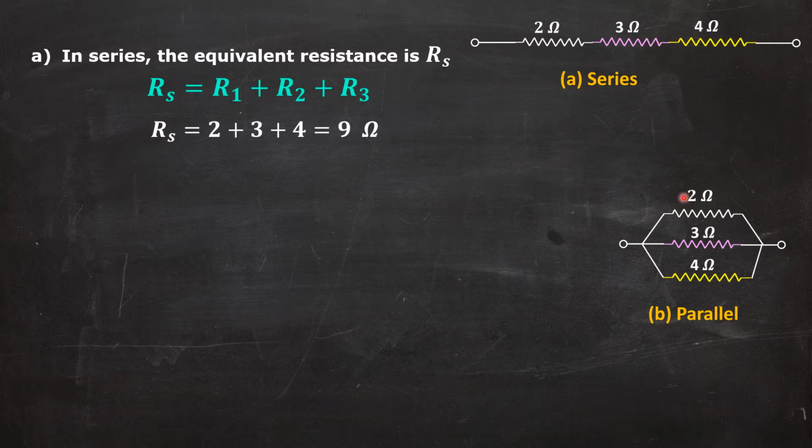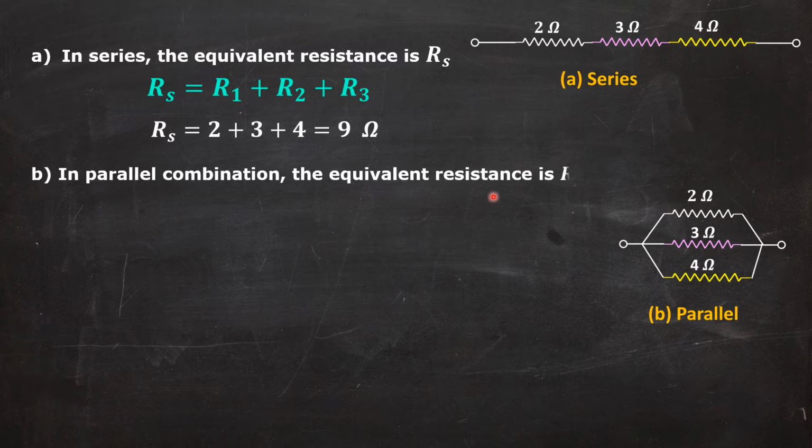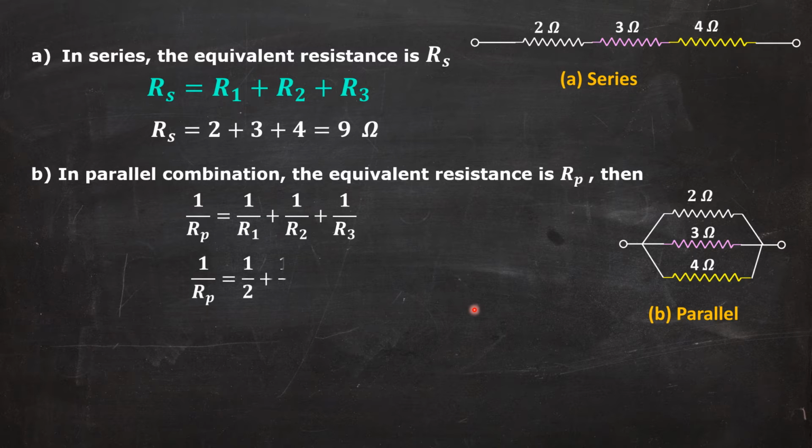Okay, and here the resistors are connected in parallel. So in parallel combination, the equivalent resistance is Rp. Then 1 by Rp is equal to 1 by R1 plus 1 by R2 plus 1 by R3. So let us substitute these values in this equation. 1 by Rp is equal to 1 by 2 plus 1 by 3 plus 1 by 4.